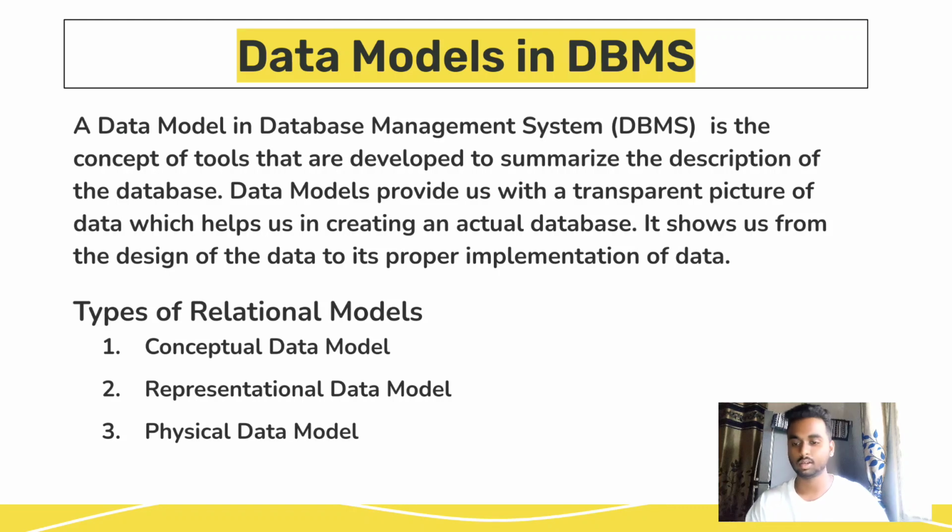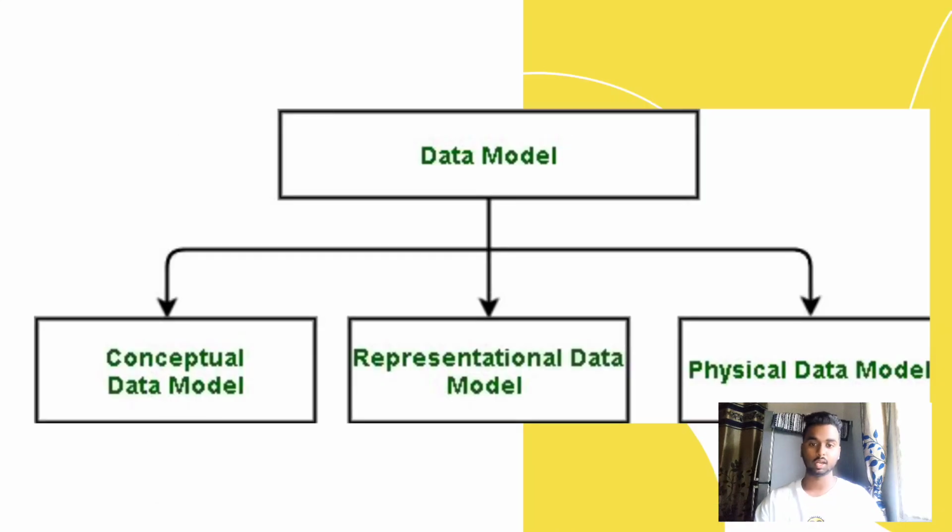Types of data models. The first one is the conceptual data model. The second one is the representation data model. The third one is the physical data model. So this is the diagram of the data model. It is divided into three parts: the first is conceptual, the second is representation, and the third is physical. So what is a conceptual data model?